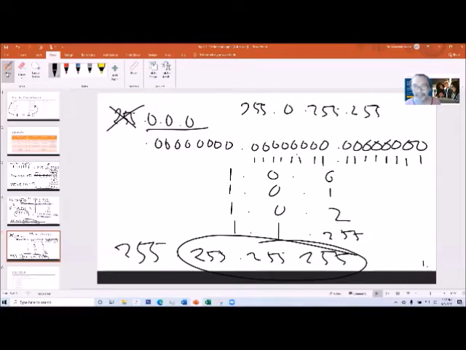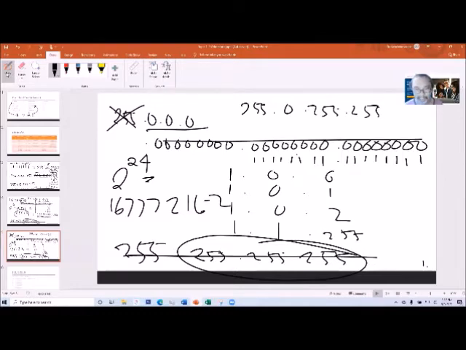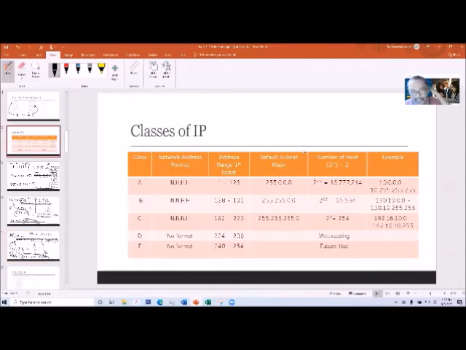So how many zeros have we converted? How many zeros did we compute? That is 2 raised to the power of 24. If you're going to compute that, this is about 16,777,216 IP addresses minus 2, which are the beginning and the end. You cannot use those. That's why you can create about 16,777,214 IP addresses. Take a look at these classes of IP.